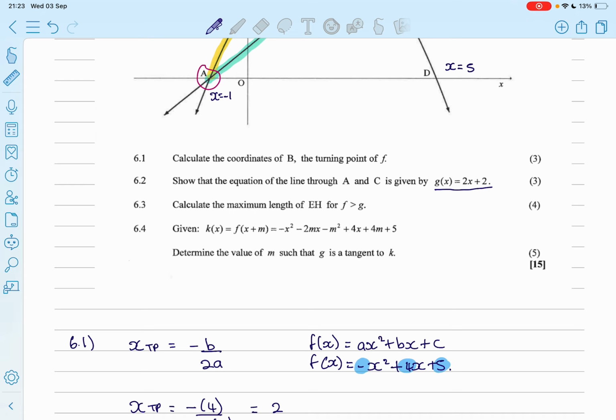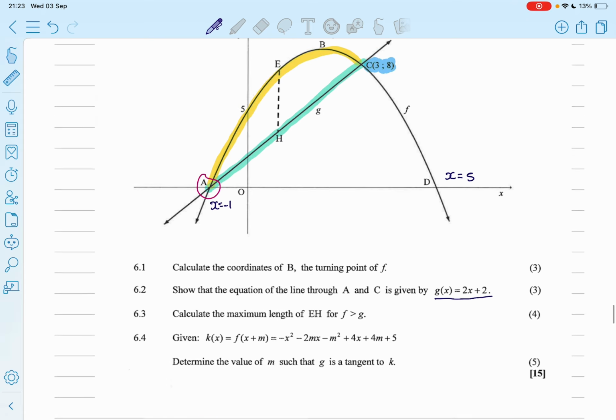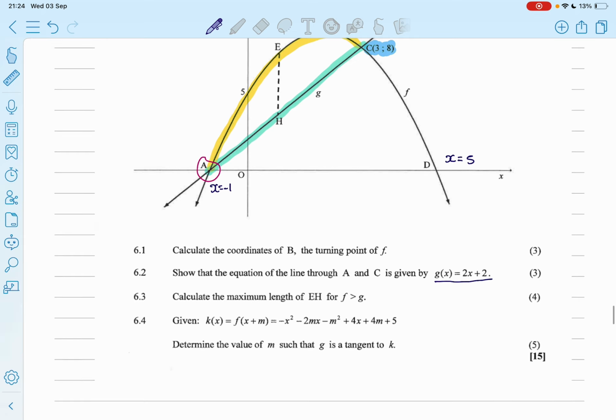Okay, let us now move on to 6.4. So here we've been given that there's a new function called k of x, which is made up of the x values from the function of f if we add m. So that then produces this new equation. And they want us to determine the values of m such that g is a tangent to k. Okay, so we've got a tangent situation going on over here.